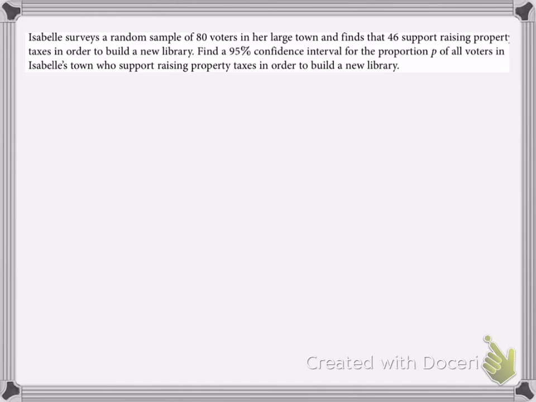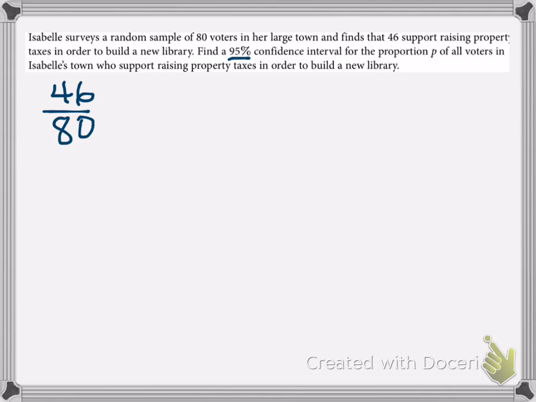Isabel surveys a random sample of 80 voters in a large town and finds that 46 support raising property taxes in order to build a new library. So this means 46 out of 80 voters support more taxes for a new library. Find a 95% confidence interval for the proportion P for all voters in Isabel's town who support raising property taxes in order to build a new library.